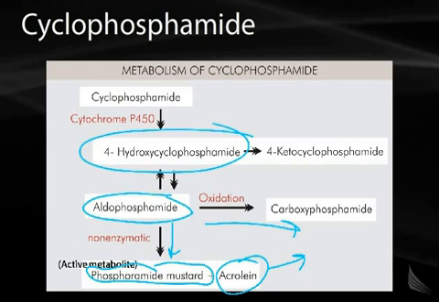Cyclophosphamide is converted in the liver by cytochrome P450 to these intermediates, including 4-hydroxycyclophosphamide, which is converted to aldophosphamide. This can be converted by oxidation to carboxyphosphamide. It is also non-enzymatically digested into the active metabolite, the phosphoramide mustard, plus acrolein. Acrolein can damage the bladder, whereas this is the active anti-tumor agent.